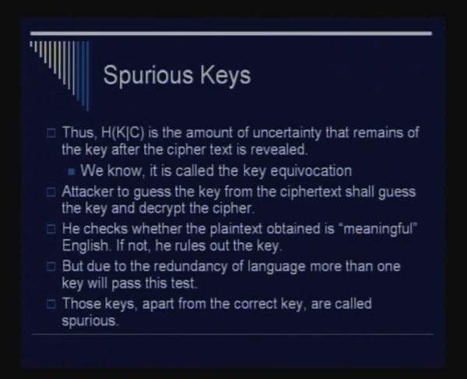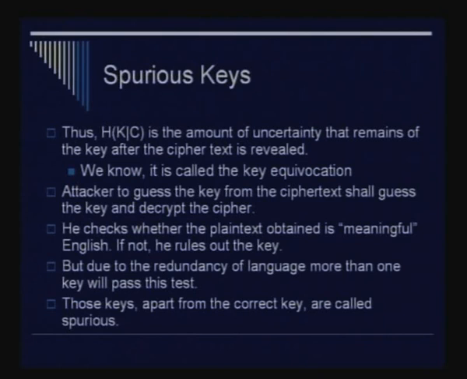So this is what I have already told you, it is the idea of a spurious key. The spurious key idea is as follows: as I told you, H(K|C) is the amount of uncertainty that remains of the key after the cipher text is revealed. So after the cipher text C is revealed to you, what is the amount of uncertainty that you have about the key? We know that this is called the key equivocation. So there are some keys which seem to be equivalent.